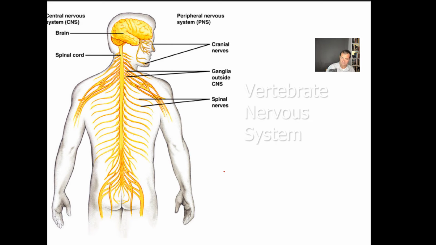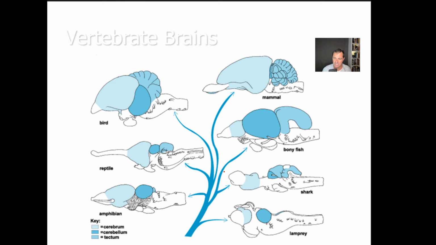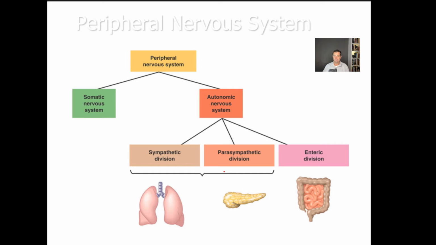So the next thing we're going to do is talk about the vertebrate nervous system a little bit. We'll talk a little bit about brains, the different parts of the brains. This picture shows you some of the different brains of the animals that we've looked at or would have looked at in lab.